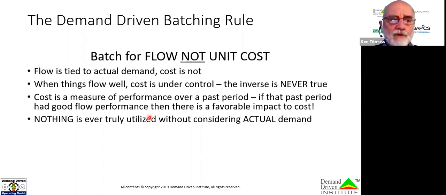Nothing is ever truly utilized without considering actual demand. So I can be producing a factory right up to my total utilization, filling up warehouses, filling up supply chains. But unless somebody actually comes and buys it from the retail outlet, I haven't actually sold it. I've just filled up supply chains with materials.